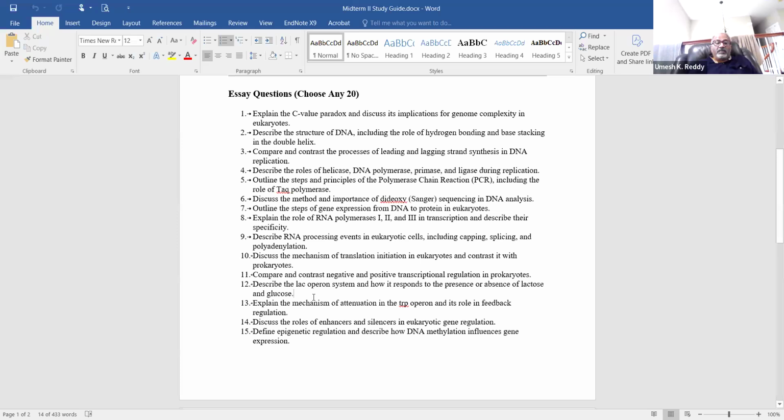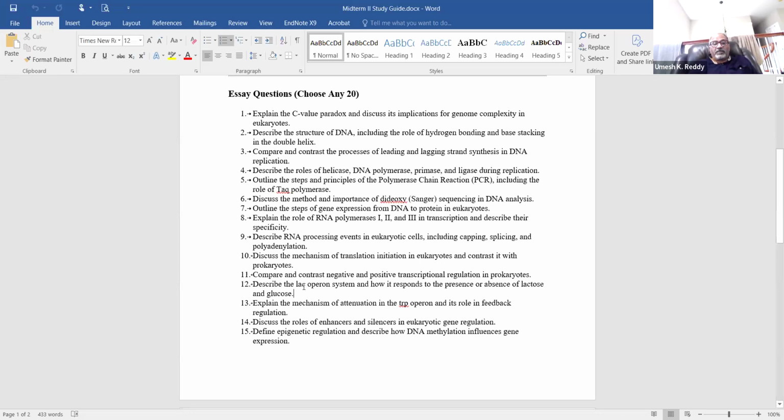And here is question number 12, the lac operon. So how does the lac operon respond to the presence or absence of lactose? So what is the lac operon? Three different lac genes, beta-galactosidase, transacetylase, and permease, are under the control of this operon. The operon will have a promoter and operator, and also lacI.